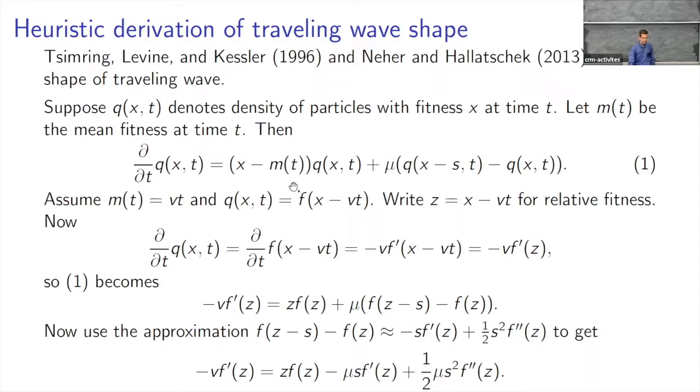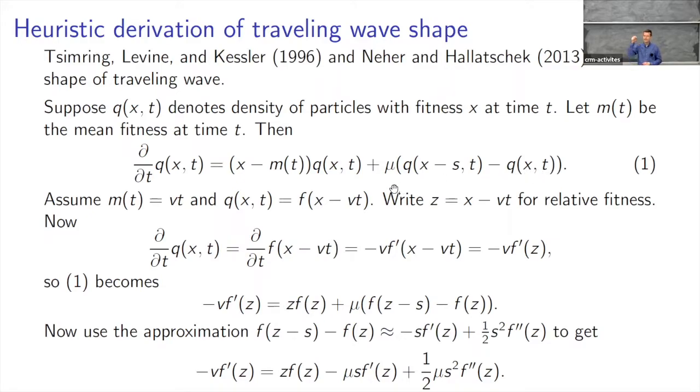So the first term accounts for the branching, because the rate of increase for a particle at x is the difference between the fitness of the particle at x, which is given by x, minus the mean fitness of the population, which is m(t). So the difference between the birth and death rates for a particle at x will be x minus m(t). And then this second term accounts for the mutations.